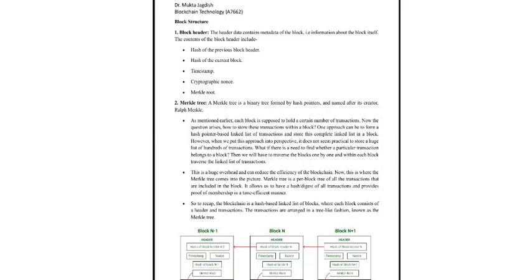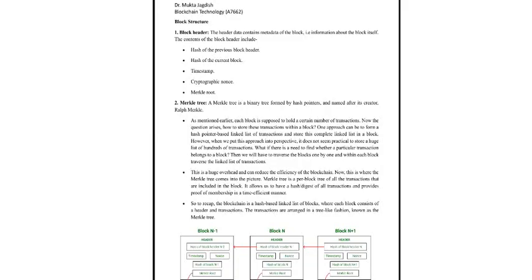The header data contain metadata of the block, and in that we have the following things which have to be marked. The block header includes the hash of the previous block header, hash of the current block, timestamp, cryptographic nonce, Merkle root. So a Merkle tree is a binary tree formed by hash pointers and named after its creator, Ralph Merkle. Okay, so what exactly is the Merkle tree and what work does it do?